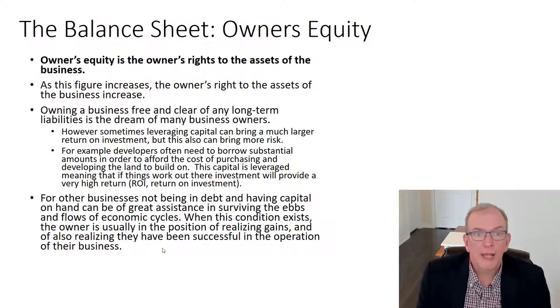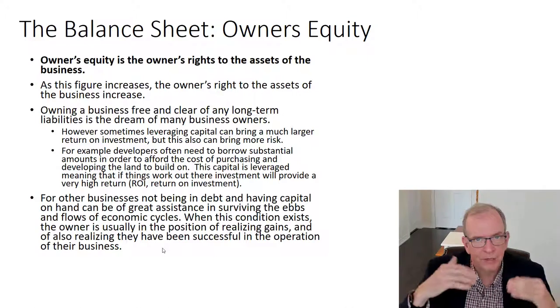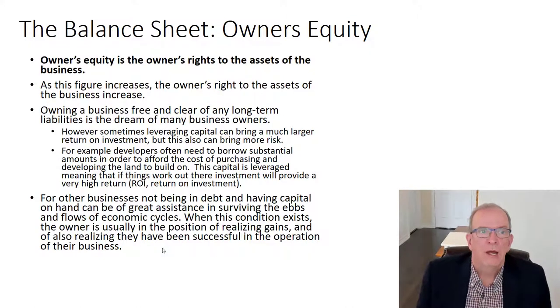It's the owner's rights to the assets of the business. And as the figure increases, the owner's right to the assets of the business increases. Obviously, if the owner's equity decreases, then the rights of the liability owners, like the banks that hold the mortgages on things, increase. So there's that element within the liabilities and equity side of the balance sheet.